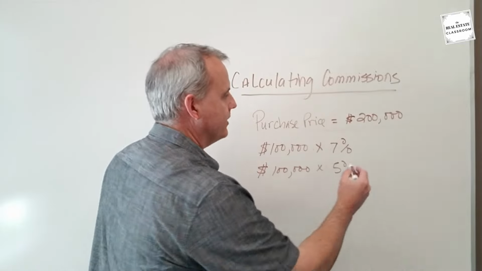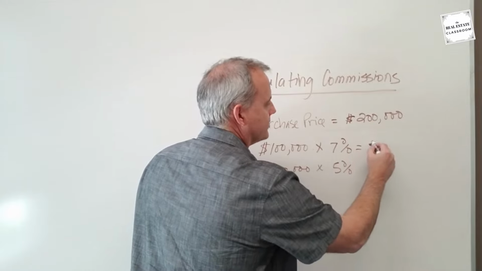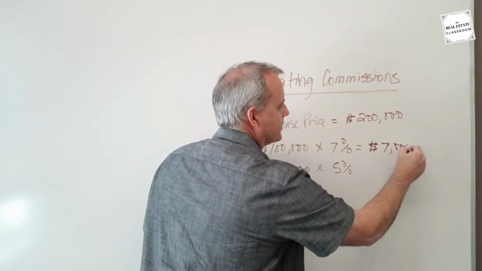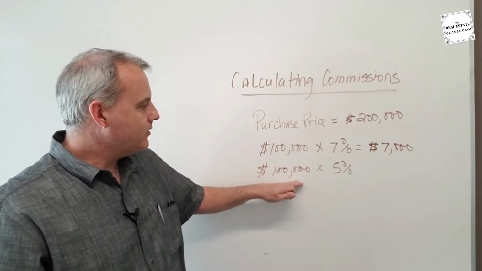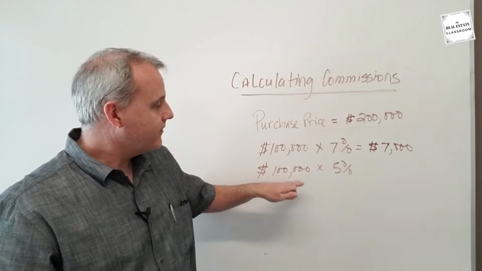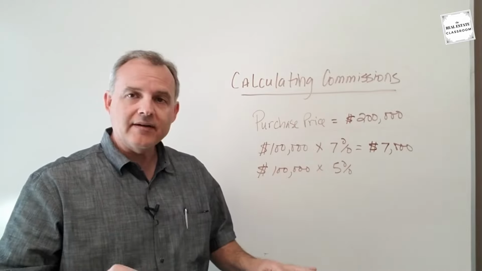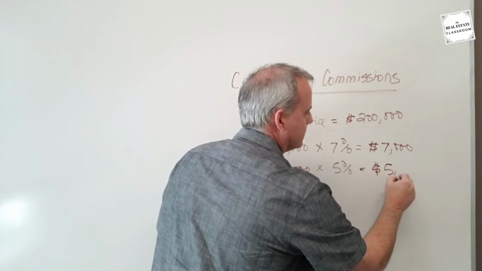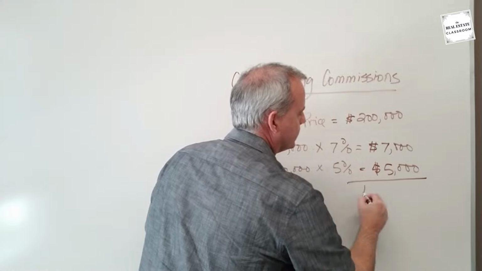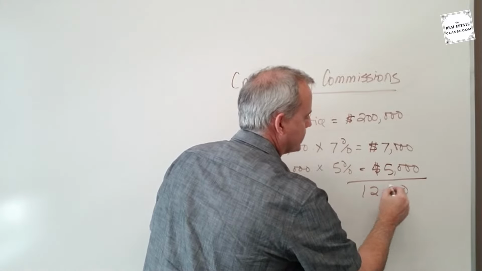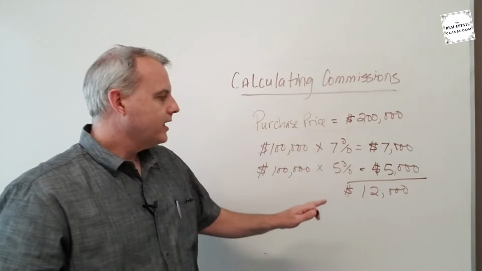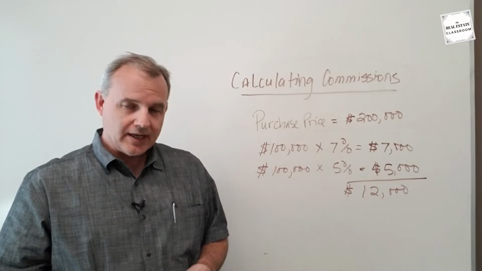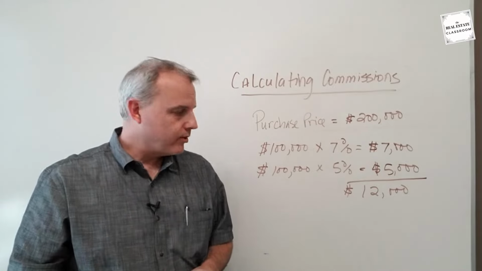When we do the calculations, the first part of this is going to be $7,000 in commission. When we take $100,000, the second half of the purchase price, and multiply it by 5%, that equals $5,000. So the total commission that the seller paid for this transaction to the listing broker is $12,000. So that's the first part of the problem.